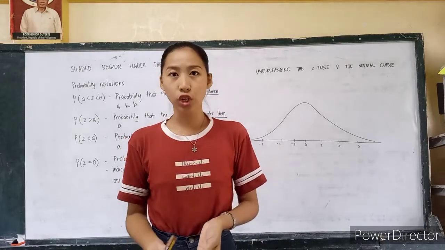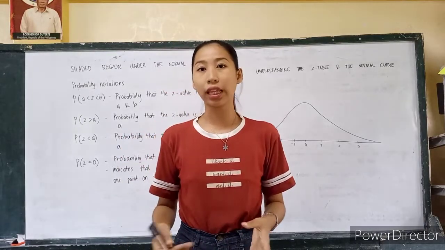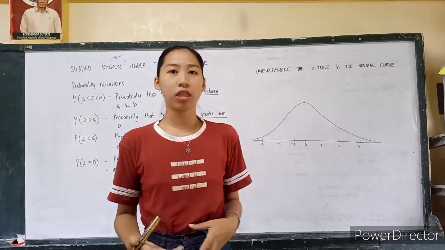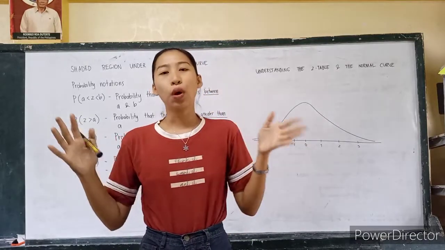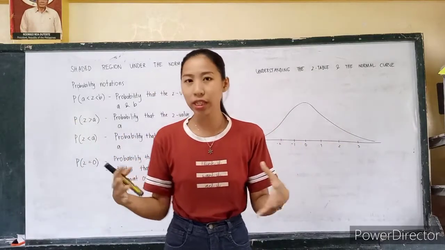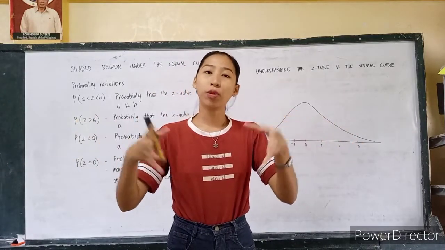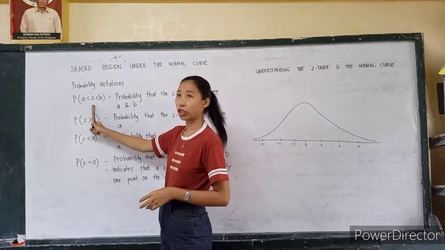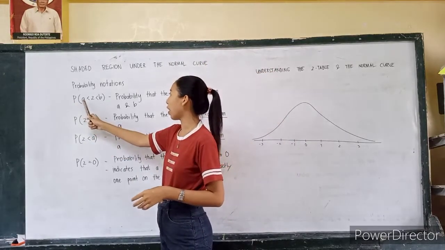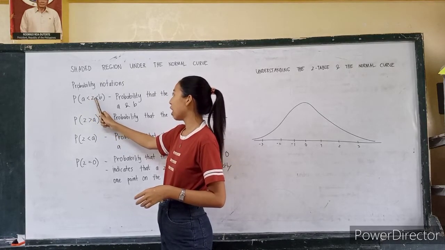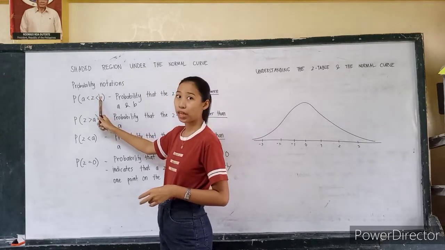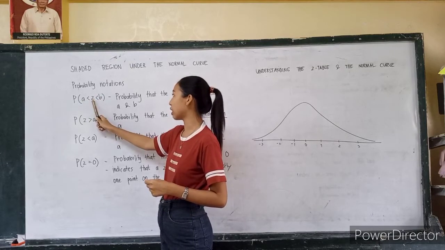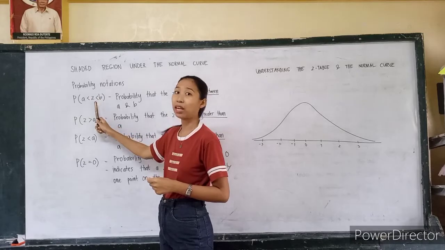So these notations are used to indicate certain values under the normal curve, because mathematicians do not like to put too many words. Instead, they compress them using notations. For example, this first notation is P of A less than Z, where Z is less than B. It means Z is in between A and B, because Z is greater than A but less than B.